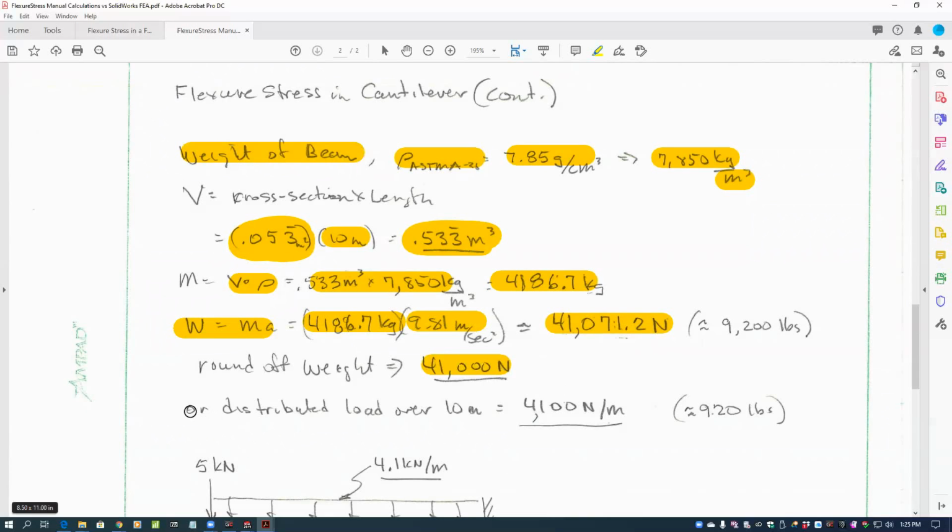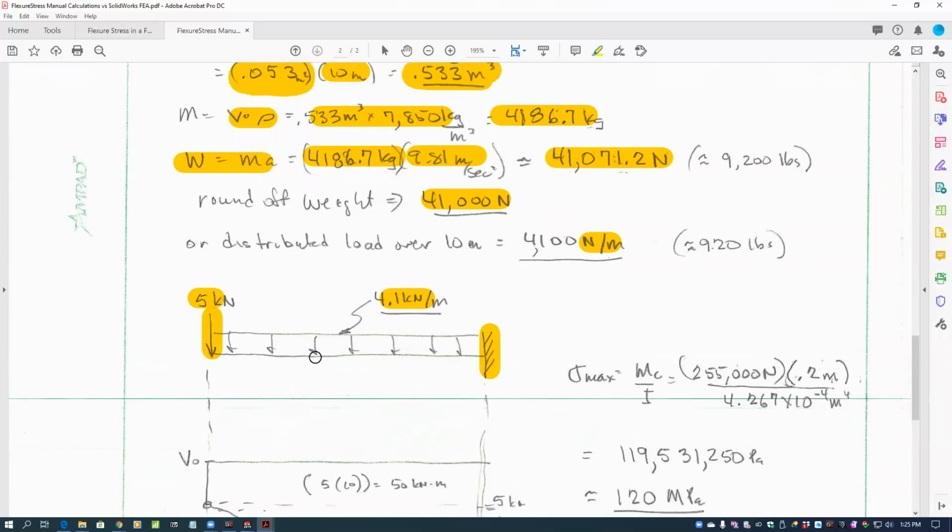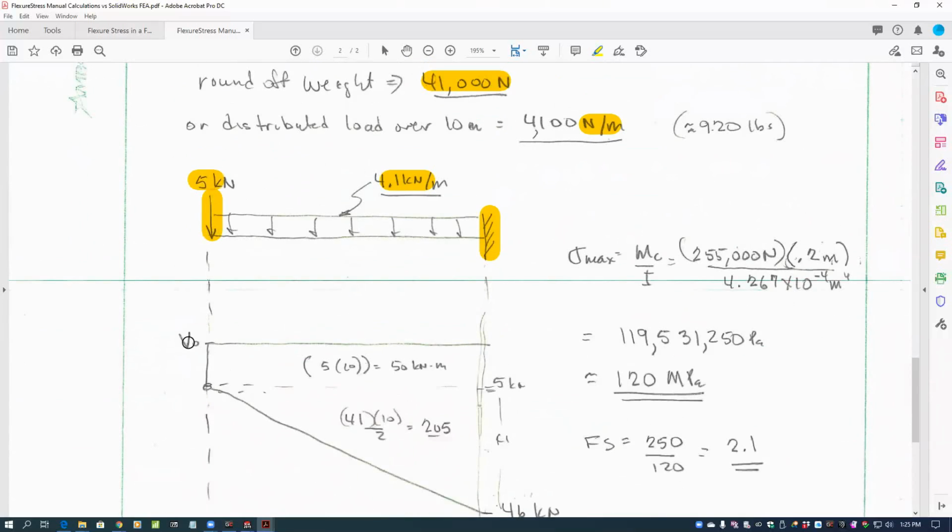If we wanted to place that as a distributed load, we could say that that's 4,100 newtons per meter, or 4.1 kilonewtons per meter is our distributed load on our cantilever. And then the 5,000 newtons on the end would give us a shear diagram, as here's our shear 0, and convention is you're starting on your left and moving to your right. We come down 5,000 newtons or 5 kilonewtons. And then we drop at a rate of 4.1 kilonewtons per meter.